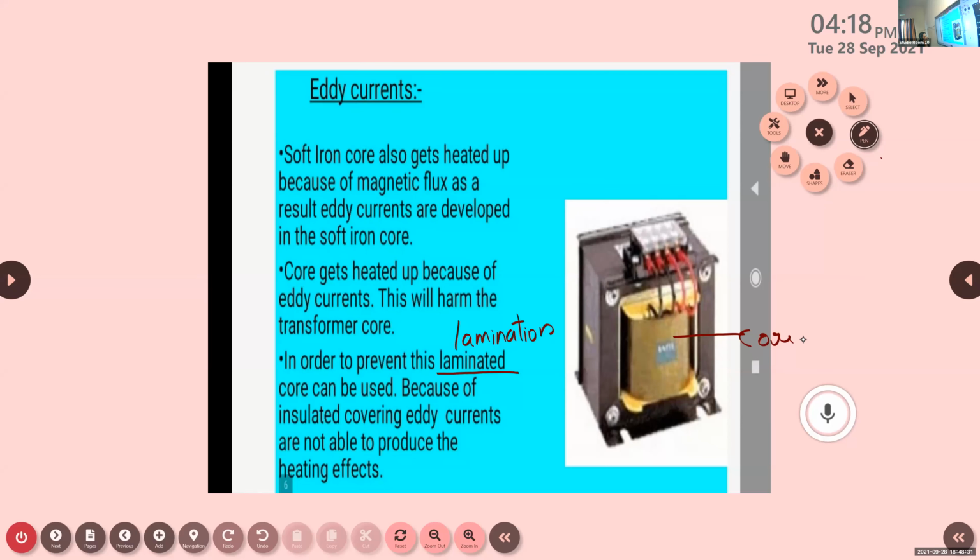So try to recollect what all methods we have used in order to overcome the energy loss that is caused in the transformers. In order to prevent this energy loss in the form of heat, lamination methods can be used. We can laminate the inner core of the transformers.